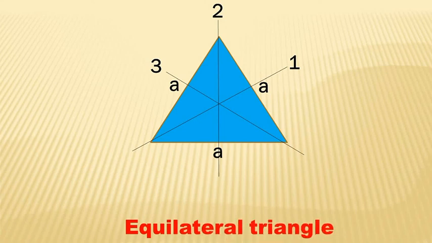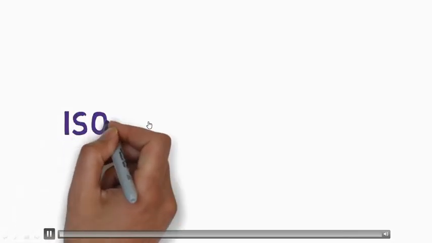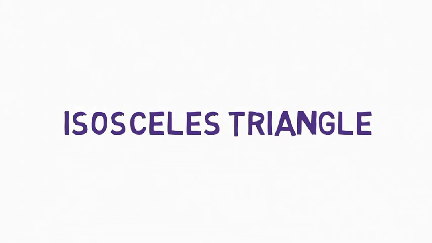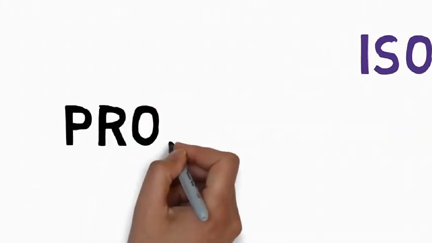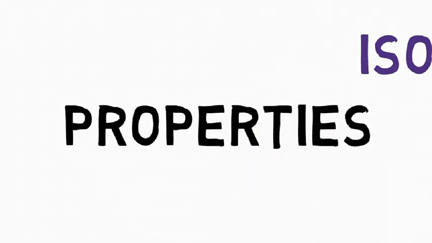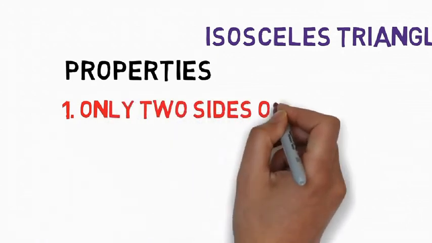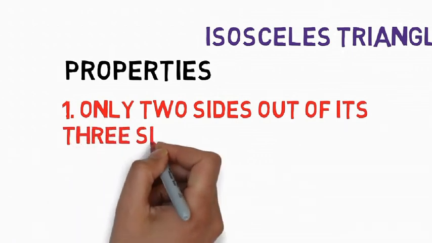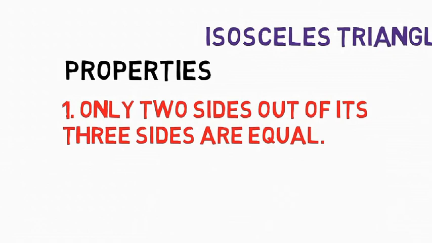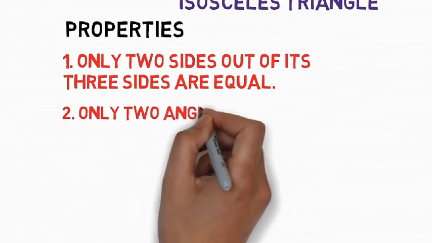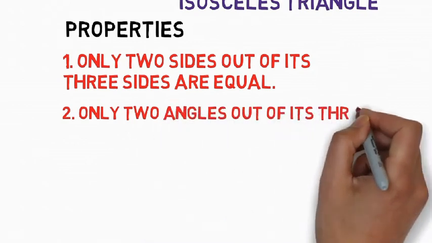Okay. Number 2 type of triangle is isosceles triangle. Wow. This triangle is so easy to figure out. Write down the properties, and next time I know for sure you can identify an isosceles triangle. Number 1, only 2 out of the 3 sides are equal. Only 2 sides of an isosceles triangle are equal. And remember, if 2 sides are equal, it means that 2 of the angles will be equal. So only 2 angles out of the 3 angles are equal as well.